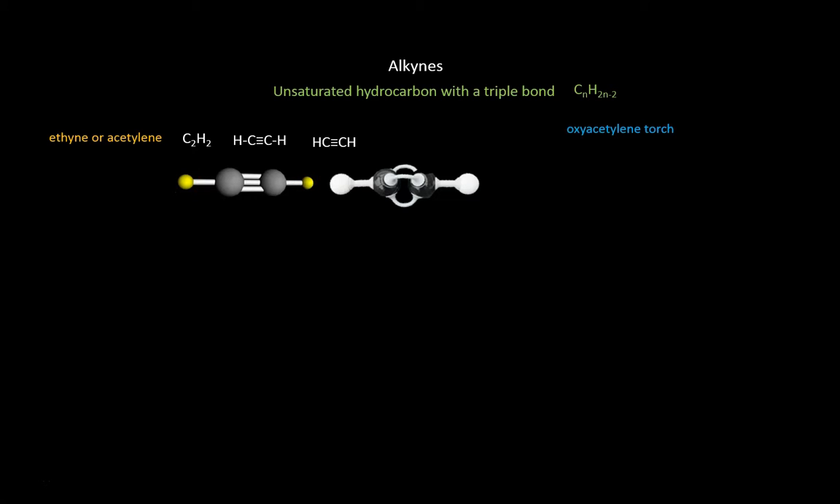Acetylene deserves a brief mention as it's so common and important in oxyacetylene torches. The green tank contains the oxygen and the red one the acetylene.